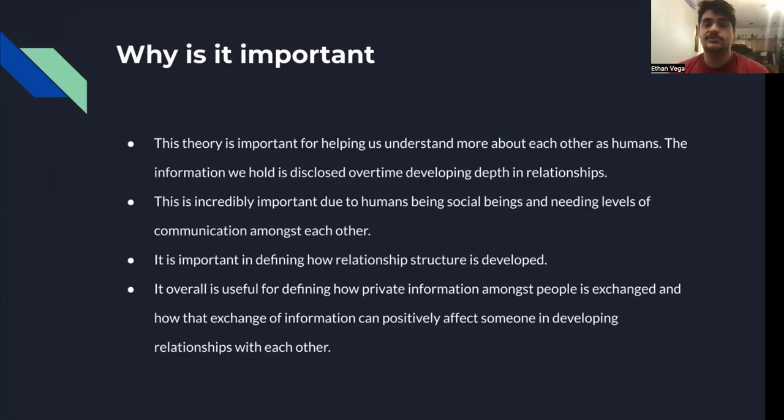This is incredibly important due to humans, as said, being such social beings and needing that level of communication amongst each other. It's important in defining how relationships are structured and developed, and I feel that's incredibly important today, because a lot of people go into relationships way too fast, not knowing some of the morals and things they need to learn and know, and that's a huge part of the divorce rate today. And I think that being able to understand what this theory is trying to say, to understand the relationship you have at hand, how to navigate it, and how to disclose yourself in it are incredibly important concepts that this theory presents.